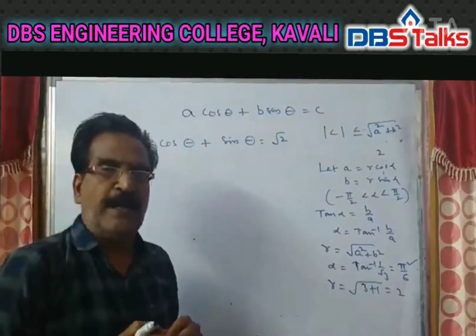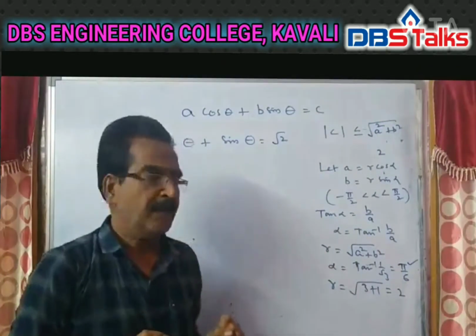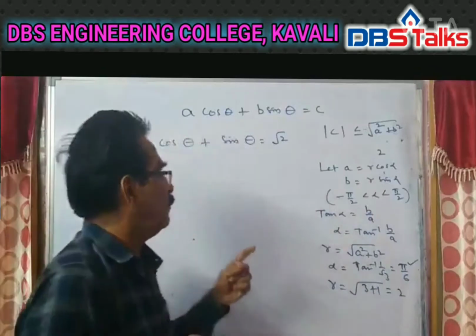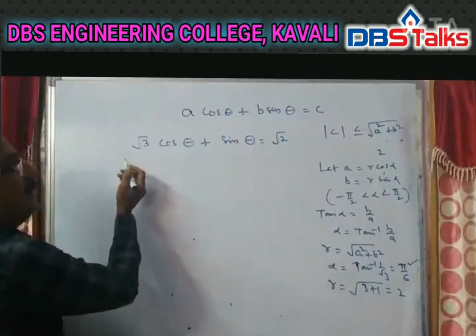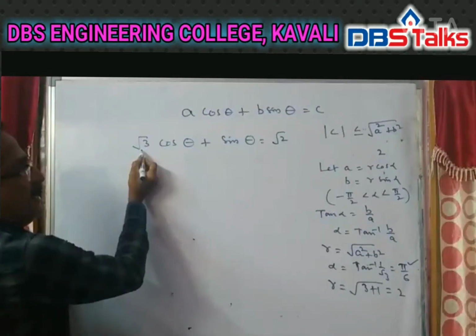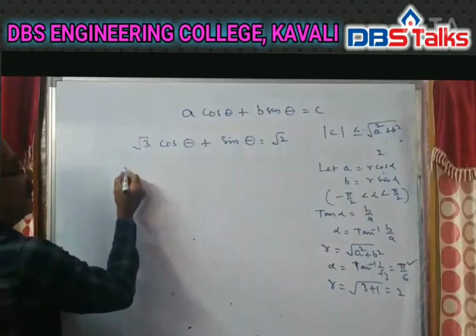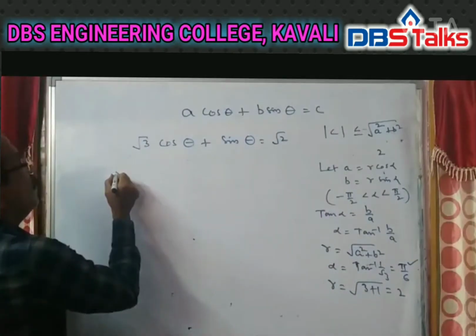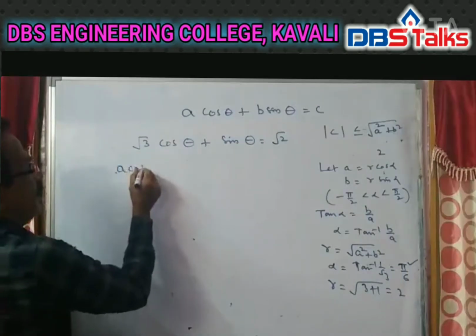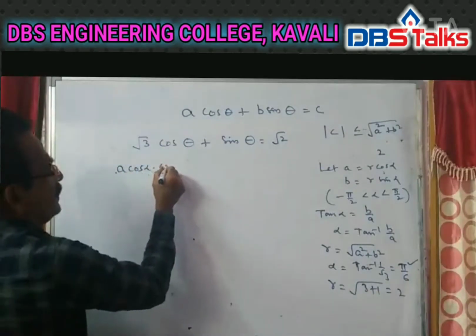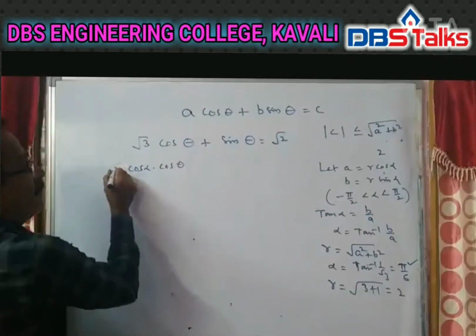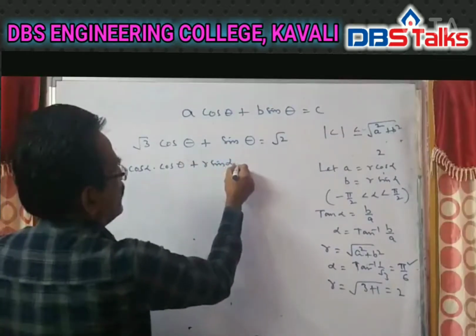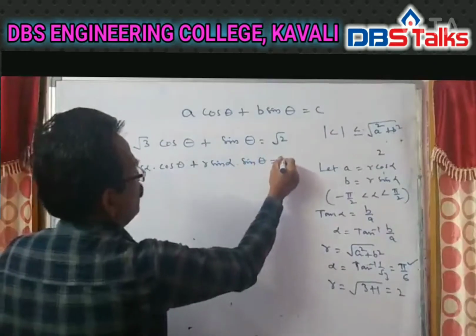First you have to find the two values, the value of alpha and the value of r. After finding these two values, now let us go for the solution. So a is equal to r cos alpha. What is r, friends? R is equal to 2. So the equation becomes r cos alpha into cos theta plus r sin alpha into sin theta is equal to root 2.